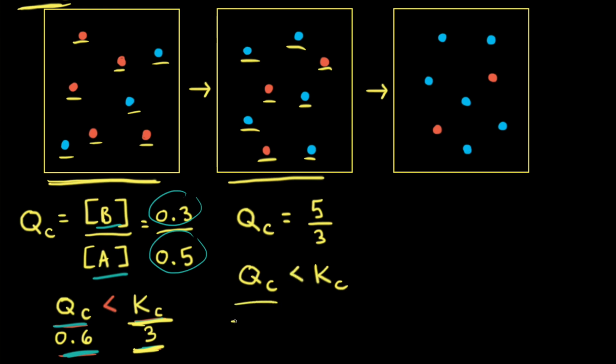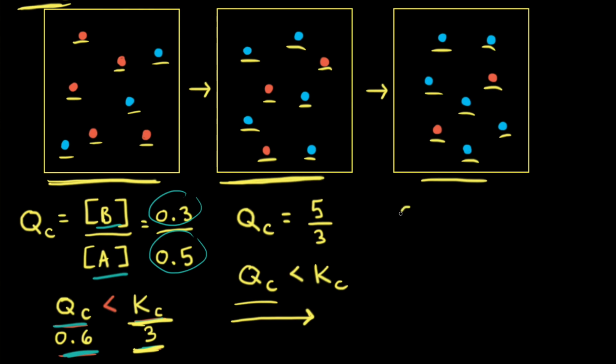Therefore, the net reaction is going to move to the right again to increase the amount of products and to decrease the amount of reactants. Let's compare our second particulate diagram to our third particulate diagram. In the second particulate diagram, we had 5 blues and 3 reds. And in the third one here, we have 1, 2, 3, 4, 5, 6 blues and 2 reds. So we've increased in the amount of blue and we've decreased in the amount of red.